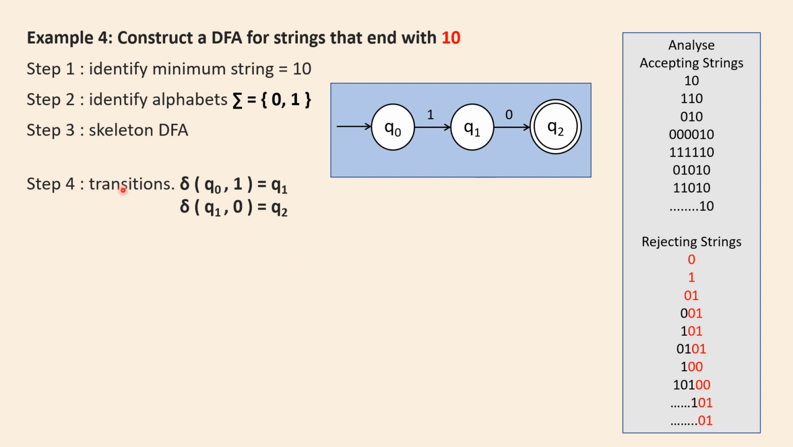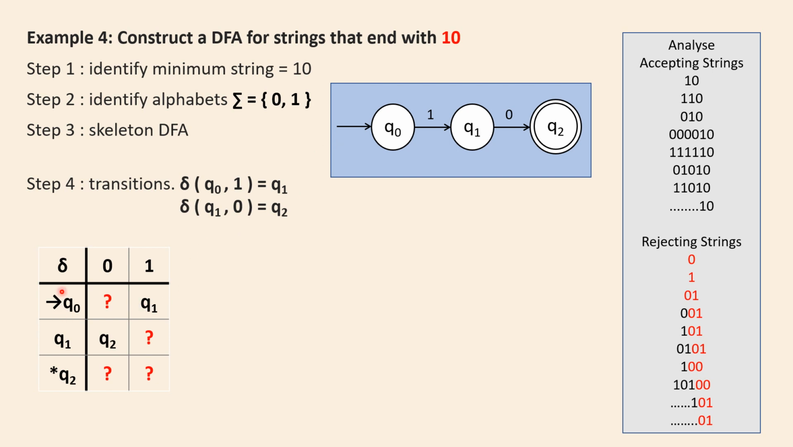Write down the transitions only for the minimum string first. Later on, as we construct the DFA, we can complete the transitions. So this is the transition table where we know that Q0 on 1 goes to Q1 and Q1 on 0 goes to Q2. We don't know the rest of the transitions, so we have left it idle to fill it later.